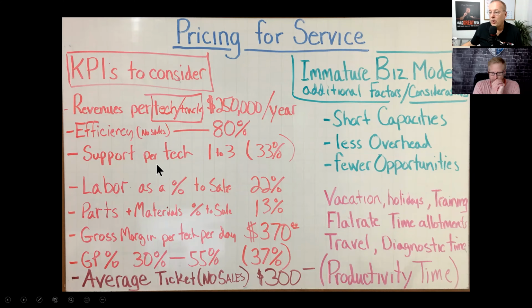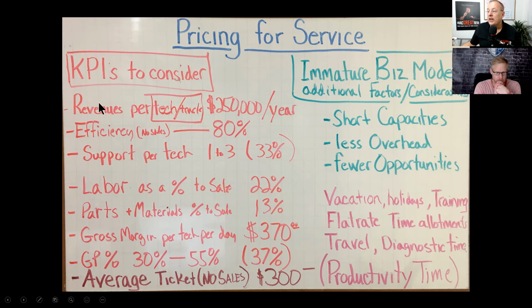And then we're always factoring in support. Remember, we talked about how many office people, or how much of their time, is spent supporting the service department. This is generally the ratio, 1 to 3. Right? So about 33% on that.